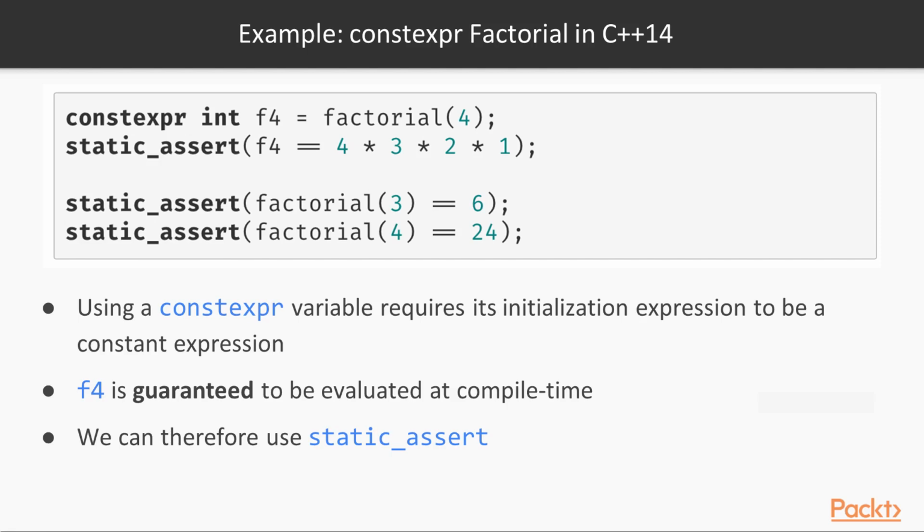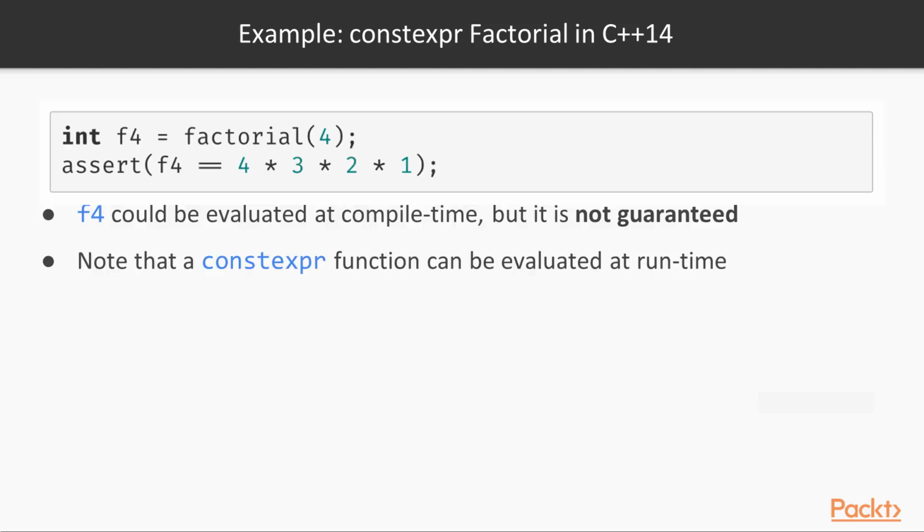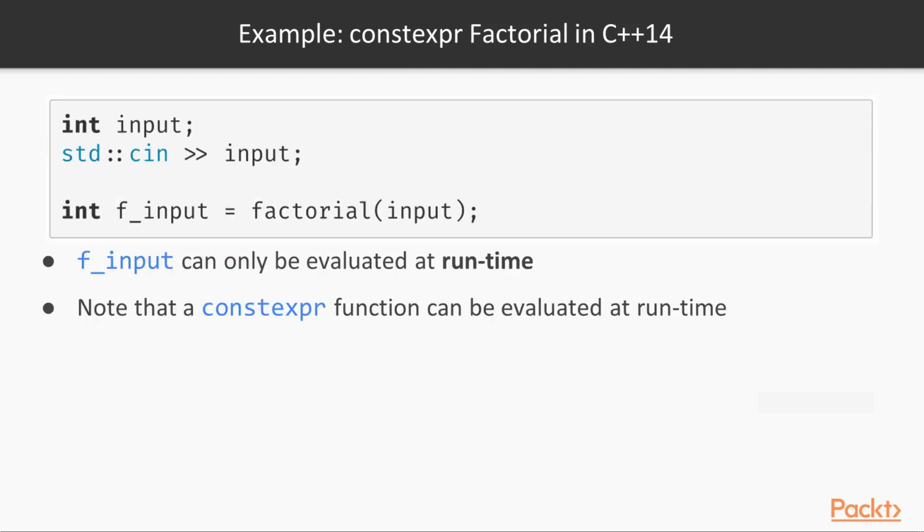We can then use static_assert in order to verify the results. If we don't use constexpr when initializing a variable from factorial, then we have no guarantee that factorial(4) will be evaluated at compile time. It might, but it might also be evaluated at runtime, even though the arguments are all constant expressions. In fact, using static_assert here would result in a compile time error. We need to use the old regular runtime assertion. Finally, if we use something like std::cin, we are forcing factorial to be evaluated at runtime because we have no way of knowing the value of input before we execute the program.